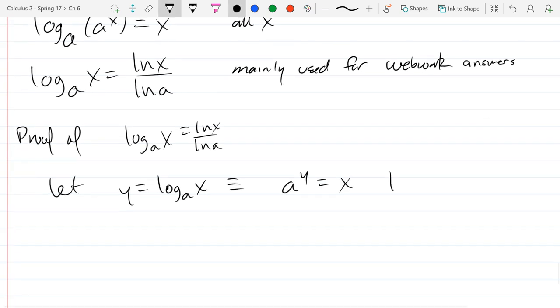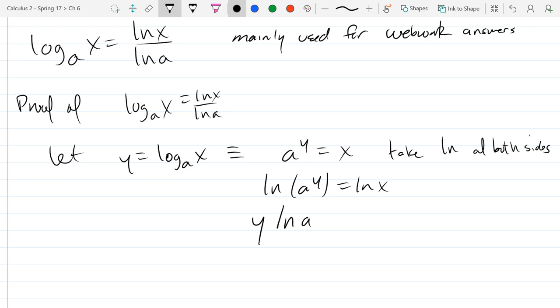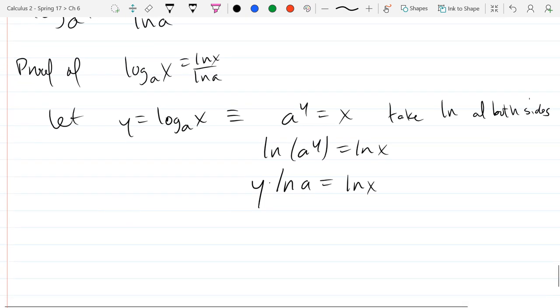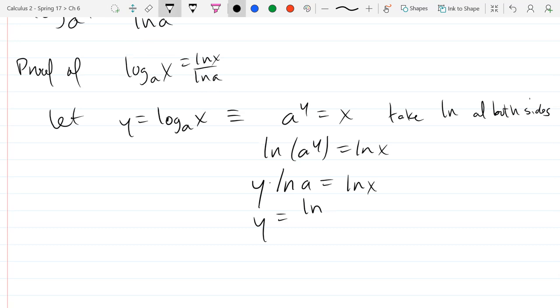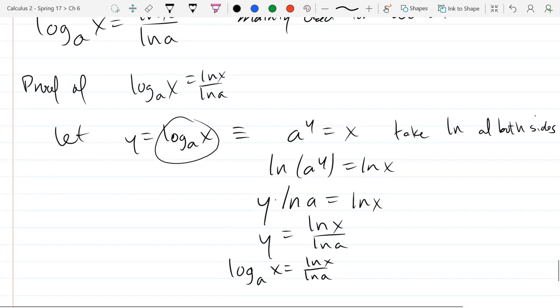And now we're going to take ln of both sides. What can I do with this ln a to the y? I can bring that exponent out as a coefficient. So inside of a log, exponents become coefficients outside. If we solve for y, we have ln x over ln a. Then unsubstitute for our y, which was log base a of x. So we have our identity, the property that we wanted to prove.